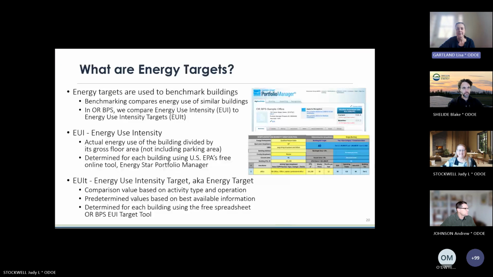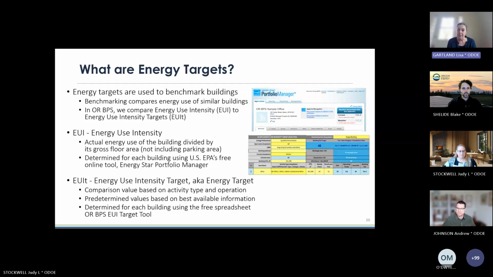Next slide. So what are energy targets? Energy targets are used to benchmark buildings. You'll hear that term benchmarking a lot with this program. Benchmarking is simply comparing the energy use of your building to the energy use of buildings that are a lot like it. In Oregon BPS, the parameters that we're comparing, we call them energy use intensity, which is the actual use of your building, to its energy use intensity target. I also call that, just for shorthand, the energy target, but it really stands for the energy use intensity target.